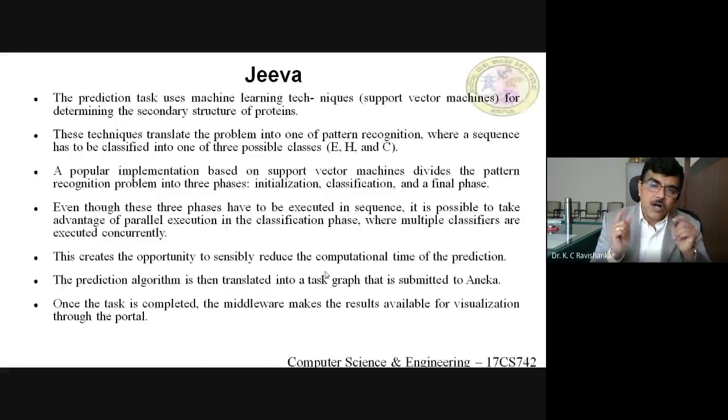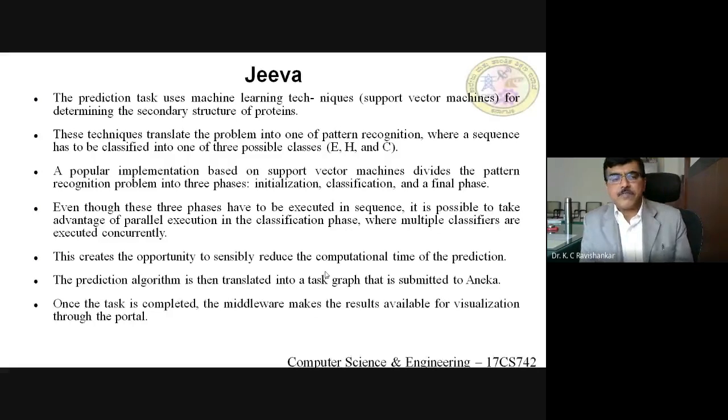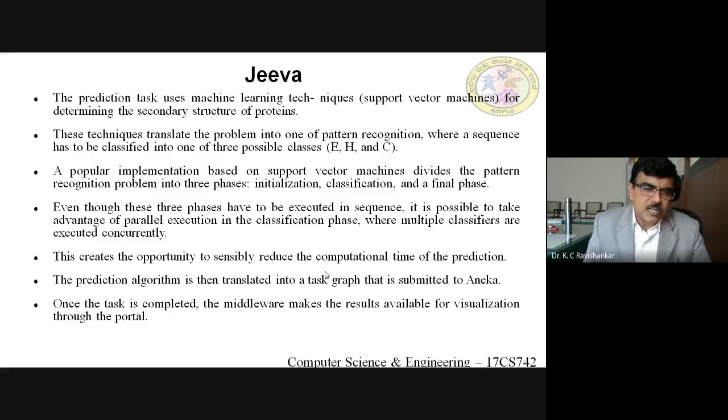Aneka also supports parallel execution. This creates the opportunity to sensibly reduce the computation time of the prediction. The prediction algorithm is then translated into a task graph that is submitted to Aneka. Once the task is completed, the middleware makes the result available for visualization through the portal. You can get the information.